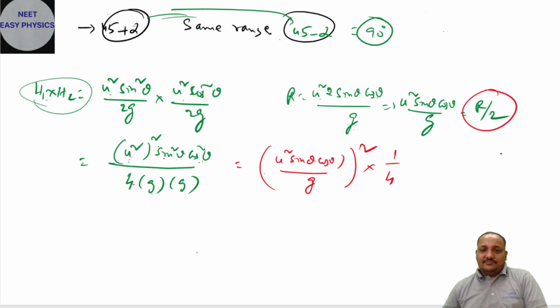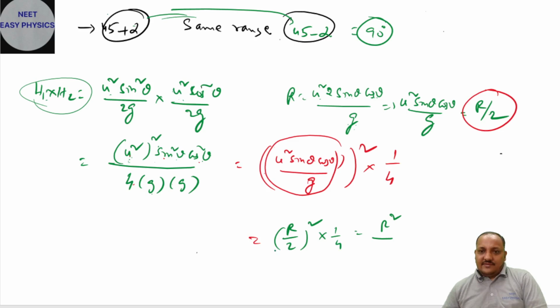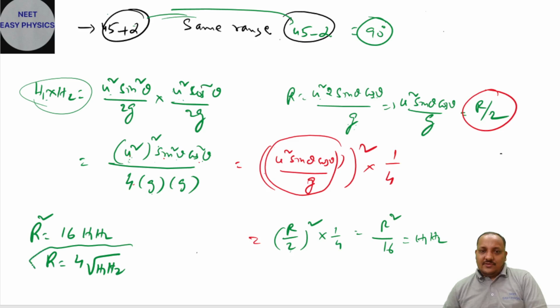We are going to get the main relation. Now what will you get? Let us see. In place of this, what can we write? R by 2. R by 2 whole square into 1 by 4. Finally, R square by 2 square into 4. 4 4s are 16. R square by 16 equal to H1 H2. Then R square equal to 16 H1 H2. Then R is equal to 4 root H1 H2. This equation is going to be important, isn't it?